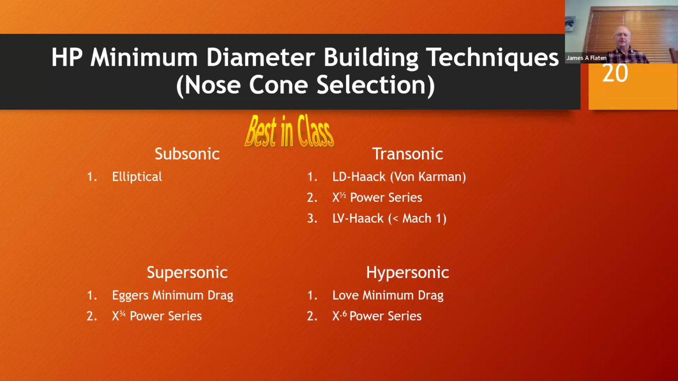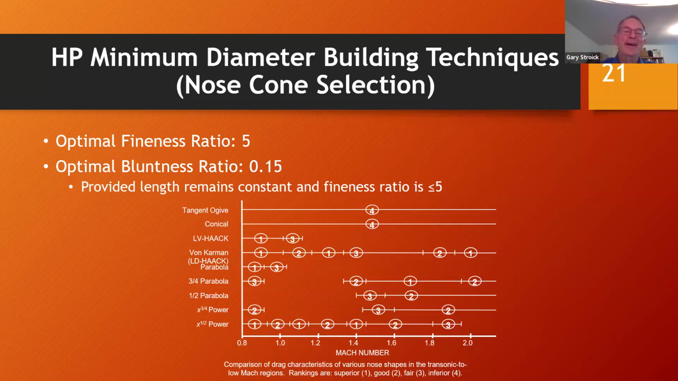I've got a question for you. I see that ogive is not on your list at all. It's not best for performance in any way, but why is that the most common nose cone that you can buy? It's easy to make. It's easy to fabricate. Okay, fair enough.